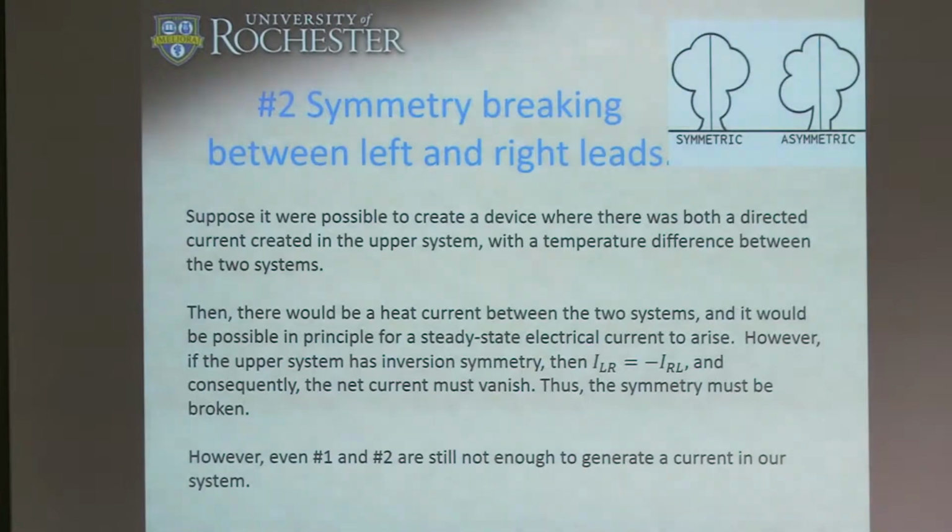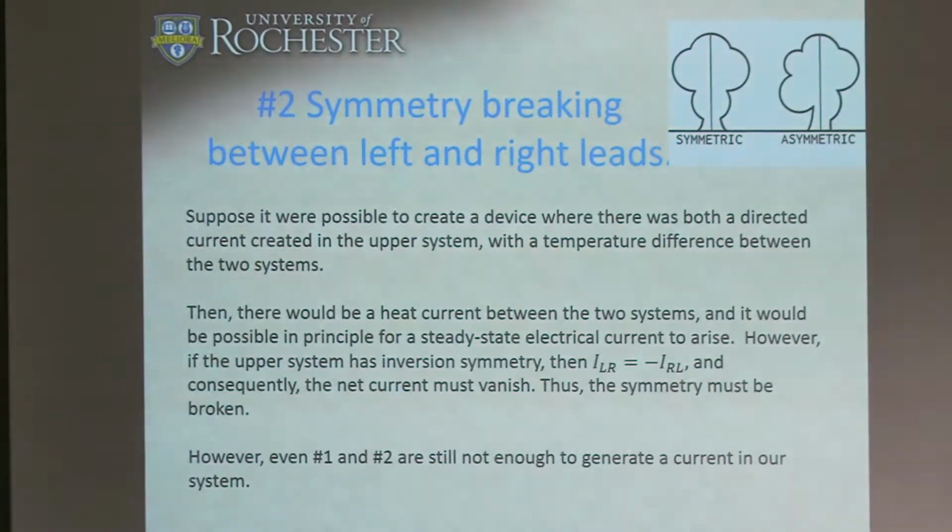The second principle is this breaking of left-right symmetry of the leads, even if I have this temperature difference established. This is the idea that I can invert this geometry about the axis of symmetry. If I imagine I had a current flowing from left to right, by inverting about the axis of symmetry, it would go from right to left. But if that's exactly the same geometry, then that can only work if the current is 0. So by symmetry, I can't have any current rectified, so I have to break the symmetry in some way.